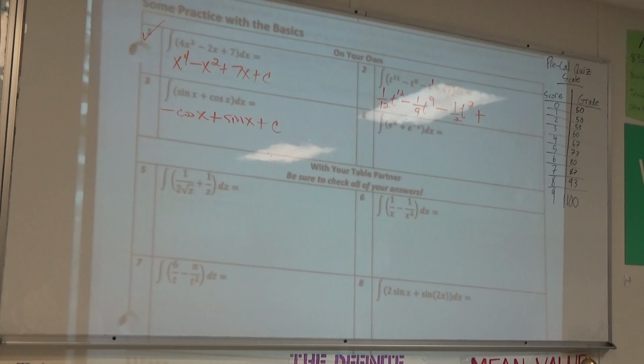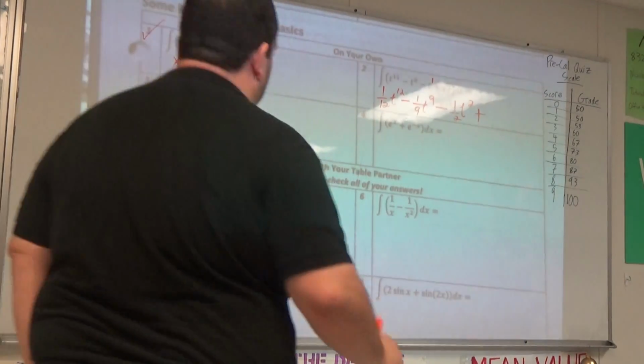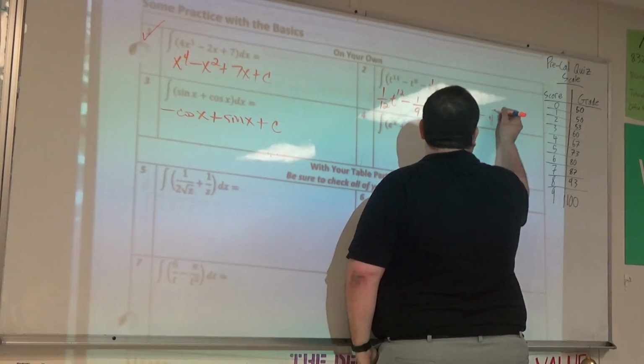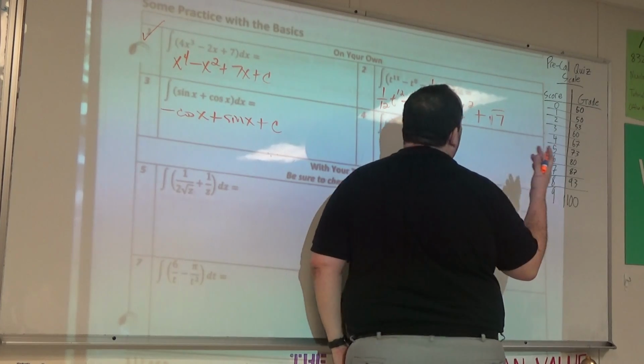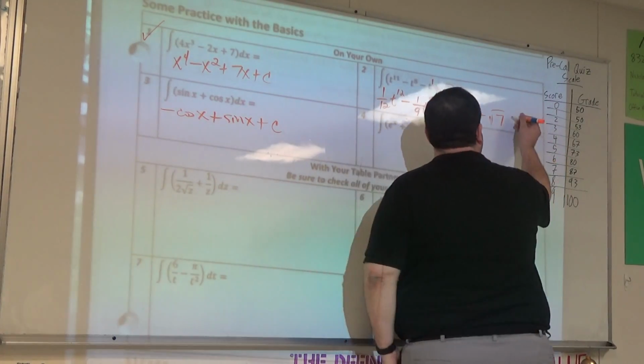The most popular wrong answer out there right now is square root of 7x. Oh, t. Edgar, why t? Because we're solving for t, not x. Well, we're not solving for t. T is your variable of integration. Okay, square root of 7 times t.